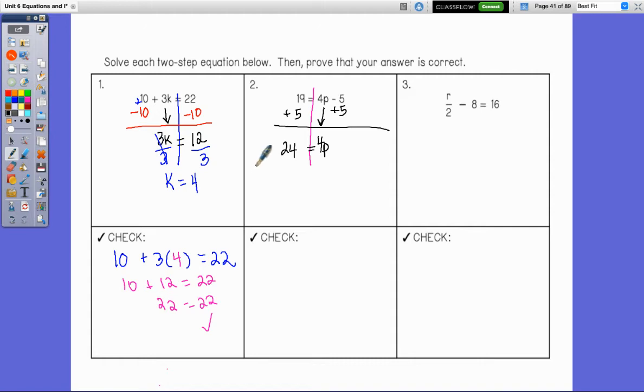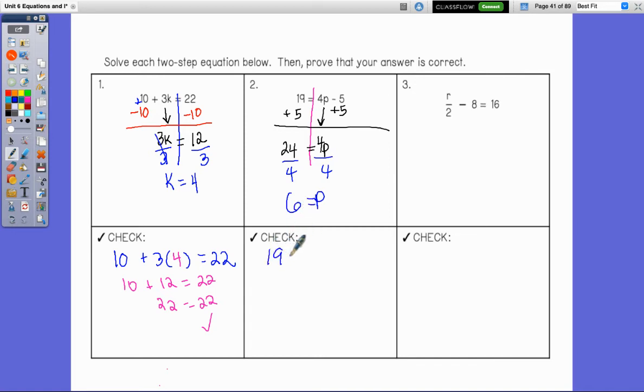Once again, this is a married couple, right? They're touching, so it's multiplication. I need to break them apart. So we're going to divorce them by dividing them by 4 on both sides. 24 divided by 4 is 6.